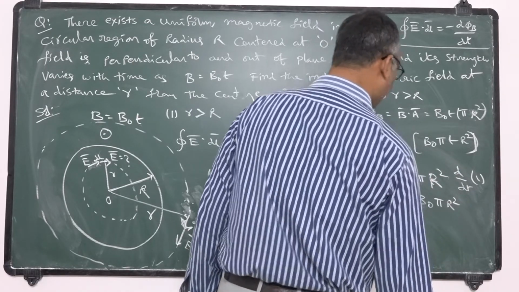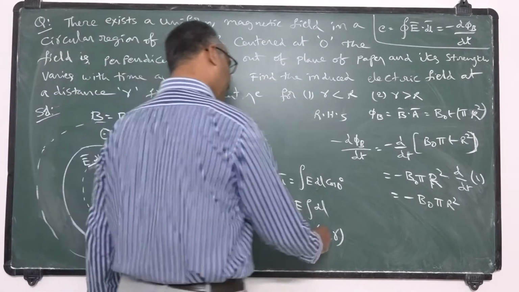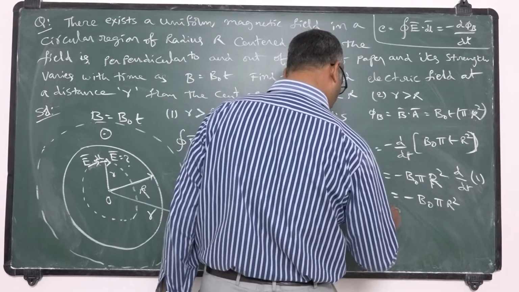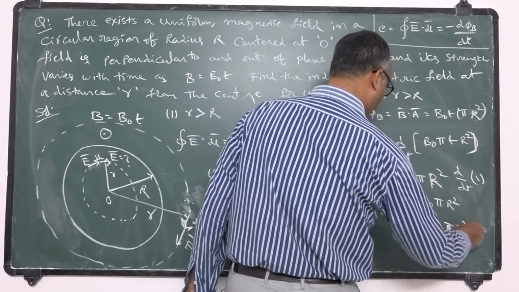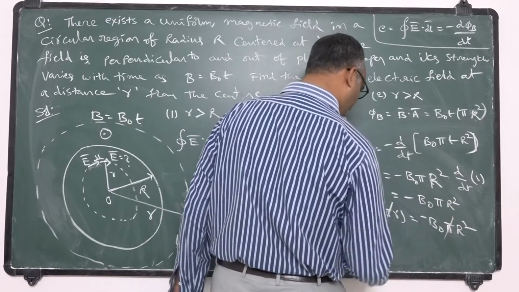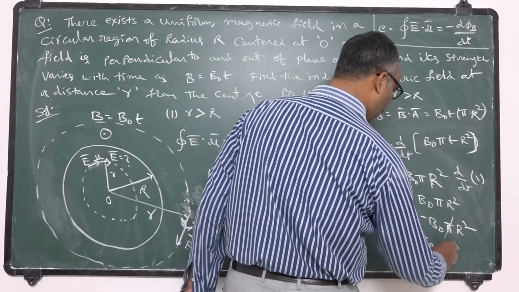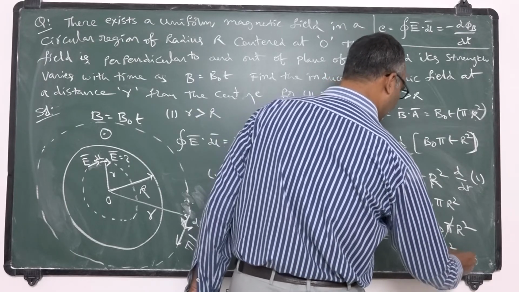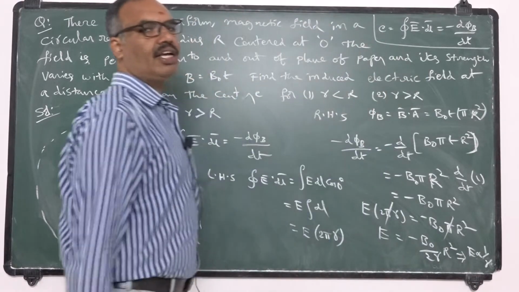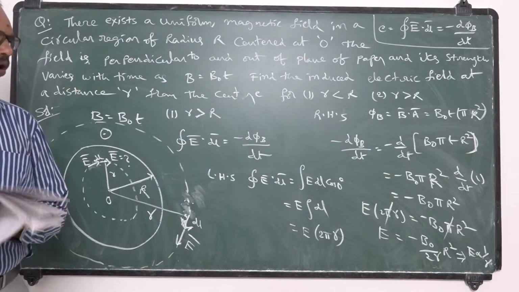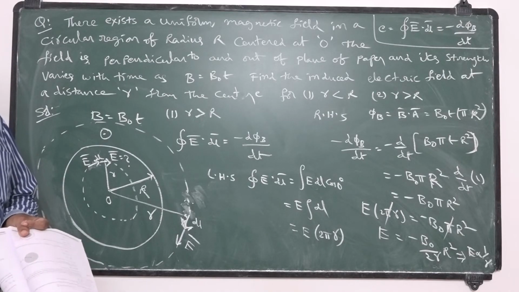That will be the value of the right hand side. If I equate these two, E into 2 pi small r is equal to minus B naught pi capital R square. This and this get cancelled. Then E is given by minus B naught by 2r into R square, which implies E is proportional to 1 by r, whereas in the earlier case, E is proportional to r. So that is the difference between the two cases.